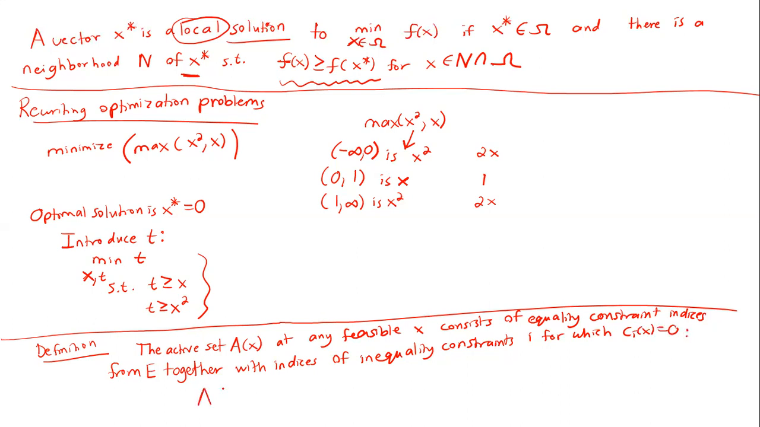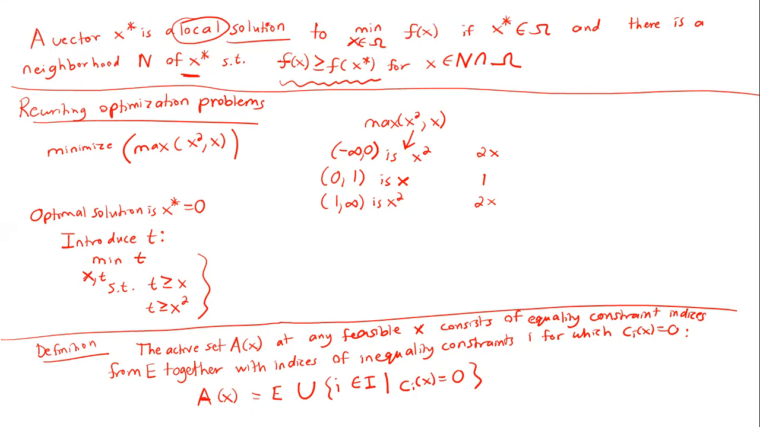So this would mean that your active set is equal to the indices for the equality constraints. So that's your E. And the union with, meaning, you put with it all of the i contained in your set of inequality constraints such that Ci of x is equal to 0. So your active set changes based on the point in the feasible set that you're looking at. For any point in the feasible set, you can look at that point and say, okay, what is the active set at that point?